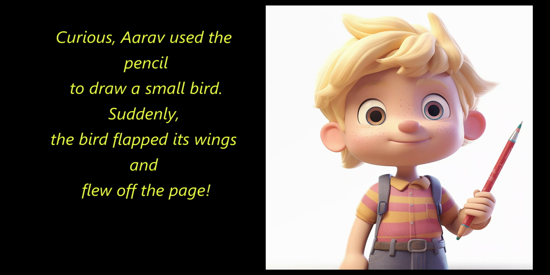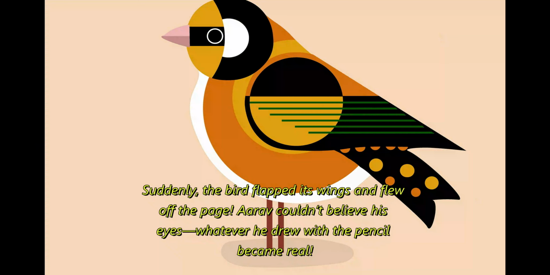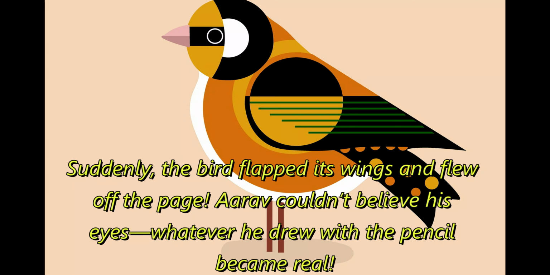Curious, Arif used the pencil to draw a small bird. Suddenly, the bird flapped its wings and flew off the page. Arif couldn't believe his eyes. Whatever he drew with the pencil became real.